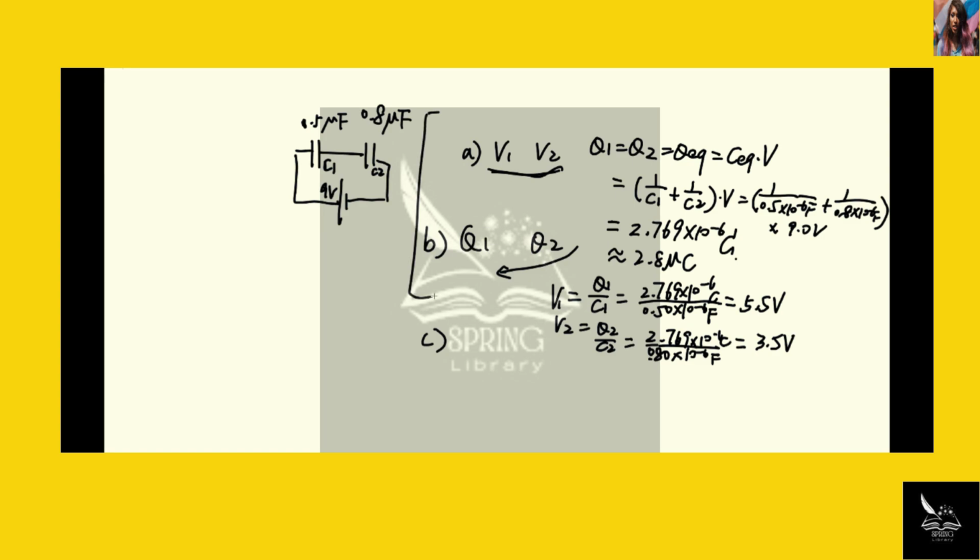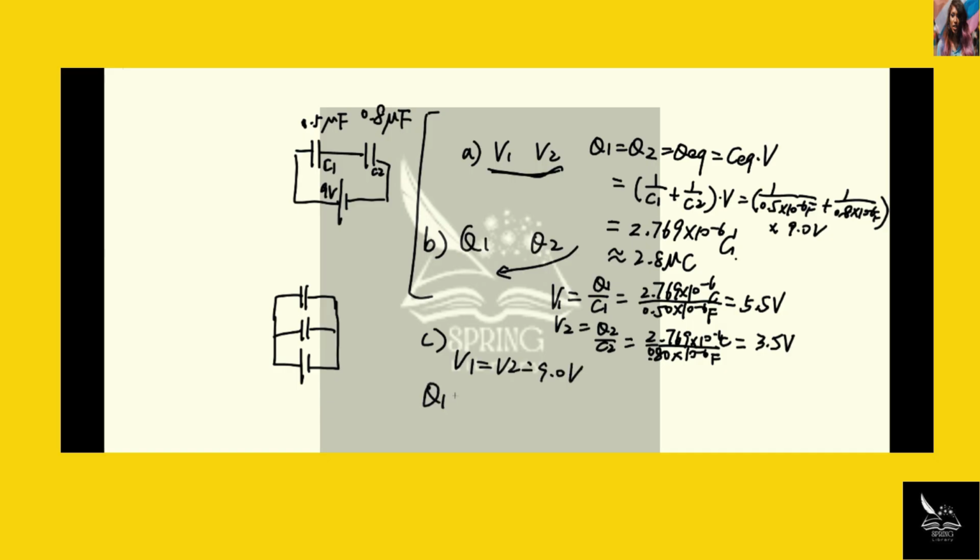When these are in parallel, it's easy to find the voltage, because when things are in parallel, they just share the voltage of the battery. V1 will be equal to V2, equals 9.0 volts.